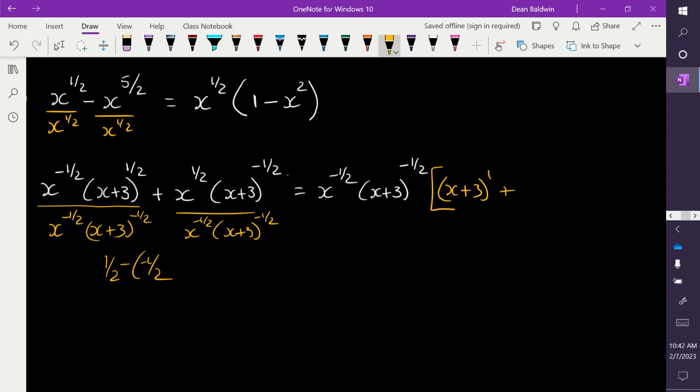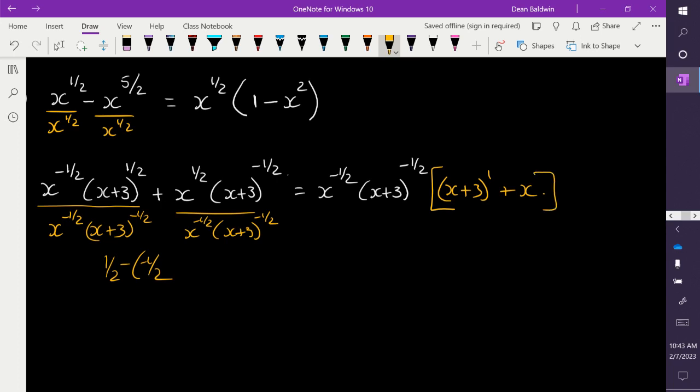Second term, x to the 1 half divided by x to the negative 1 half. That's just x, right? Because it's the same idea. 1 half minus negative a half is 1, so it's just x. What happens to the x plus 3 things? To the negative 1 half? What happens to them? They're gone, right? They're just 1. So I'm just left with that in the brackets.